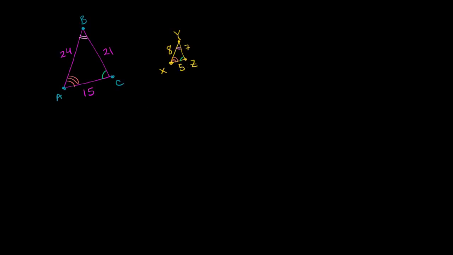And we also see that the sides are just scaled up versions of each other. So to go from the length of XZ to AC, we can multiply by 3. To go from the length of XY to the length of AB, which is the corresponding side, we also multiply by 3. And then to go from the length of YZ to the length of BC, we also multiplied by 3.